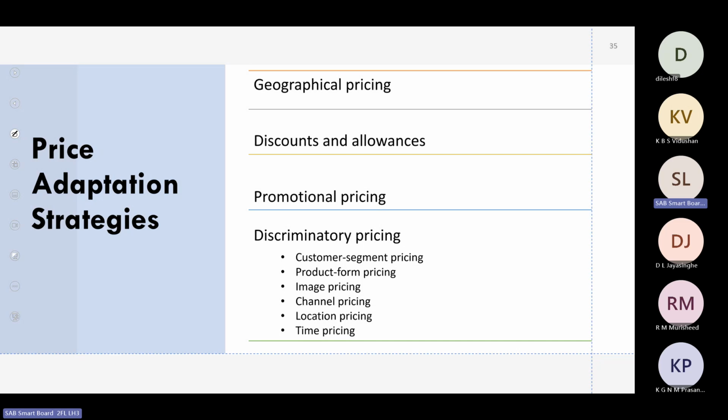Can you please find some examples for this: customer segment, product form, image, channel, location, and time? At least 2 examples for each. Try to do this alone, not as a group. Better if you can find Sri Lankan or local examples. Customer segment, product form, image, channel, location, time. Please. I'll give you 10 minutes maximum. I don't think that you will need more than 10 minutes.